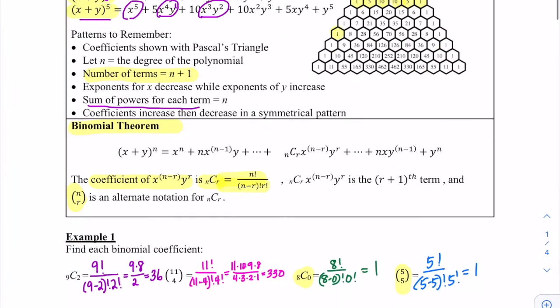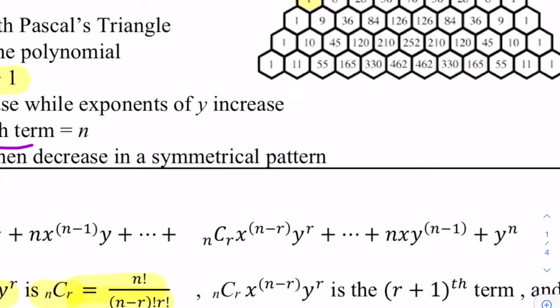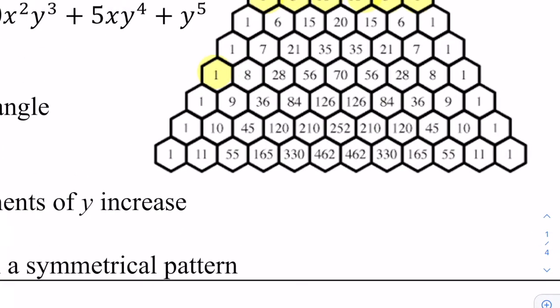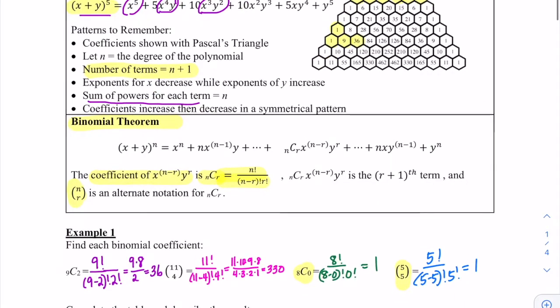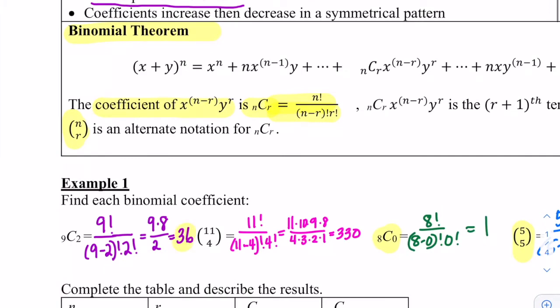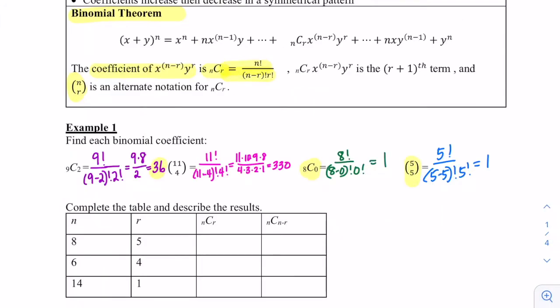Let's look at the first one, 9 choose 2. So we're looking at the 9th row. Remember, we start with 0. So 0, 1, 2. We get 36. And remember, we got 36 for 9 choose 2. Hopefully you'll notice that the coefficients are going to match the values also in Pascal's triangle.